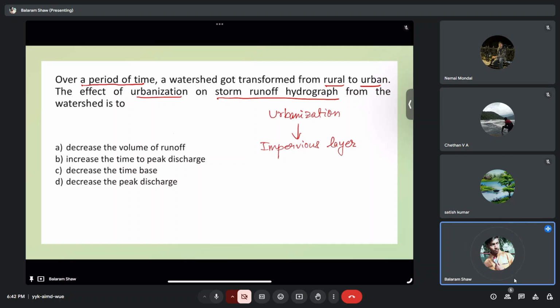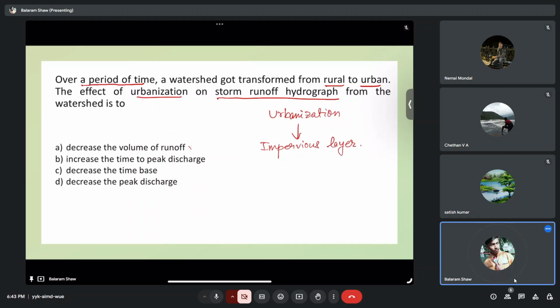So if it was rural, then what would happen? The water that was coming in the form of rainfall would infiltrate in some part, and some part would flow as runoff, right? But with the impervious layer, the runoff is getting increased because there is no way that it can penetrate through the soil, and hence the runoff increases. Now you see, the first option is decrease the volume of runoff. It won't, because if urbanization happens, then the volume of runoff will increase. So this is one. Next is increase the time to peak discharge, right?